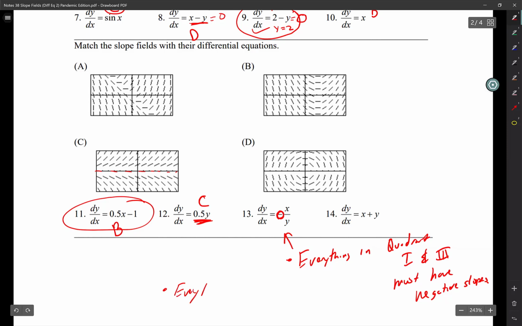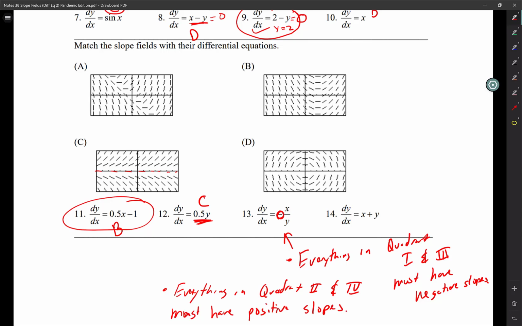Everything in quadrant 2 and 4 must have positive slopes. So number 13 has to be D because of that.